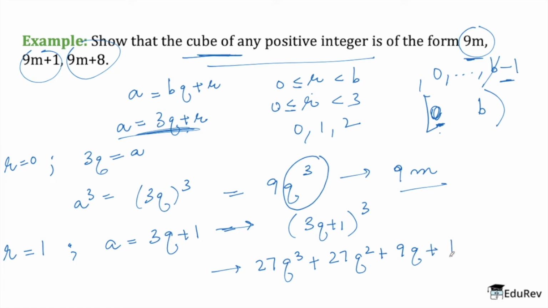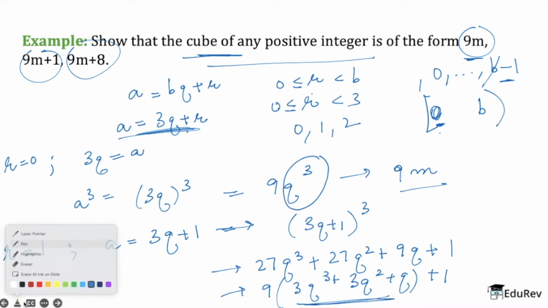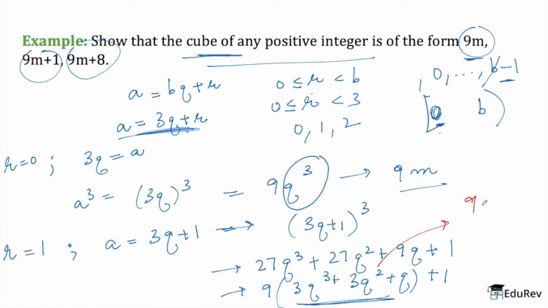Correct. And when I solve this, can I take 9 as common and write it as 3q cube plus 3q square plus q plus 1. And again, I can take this as what? Let's say I can assume it as m. So I can write this equation as 9m plus 1.